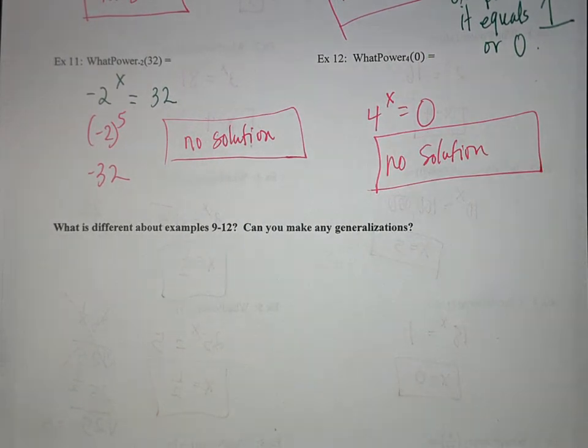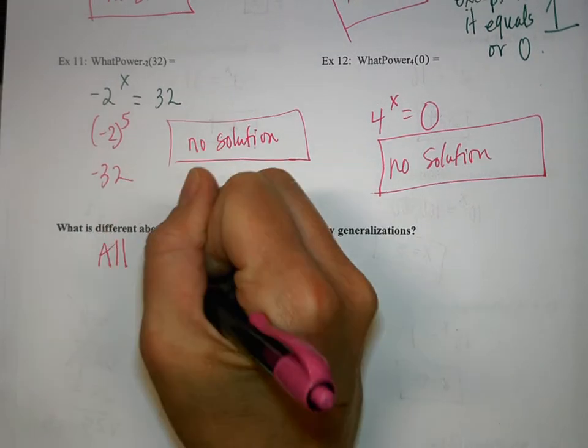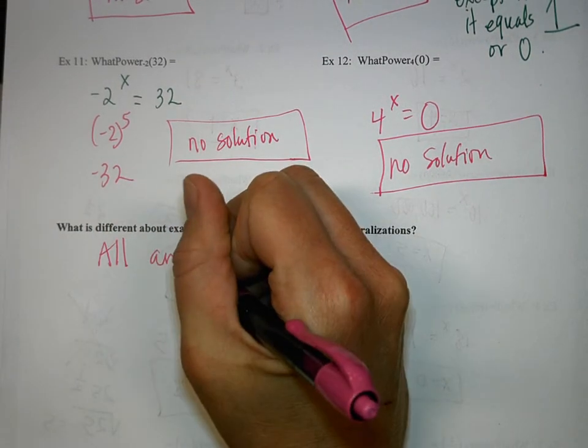So, the question says, what is different about examples 9 through 12? Can you make any generalizations? Yes, in a certain form, they always have no solution. Very good. So, all are what? No solution.